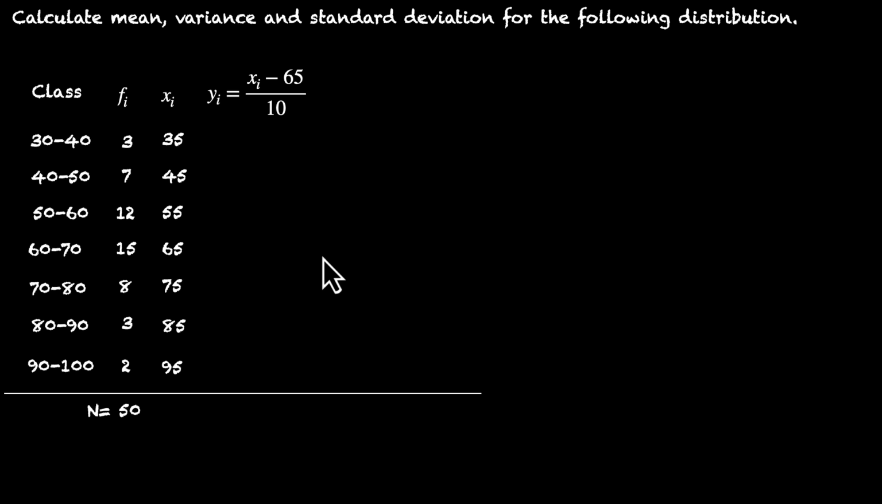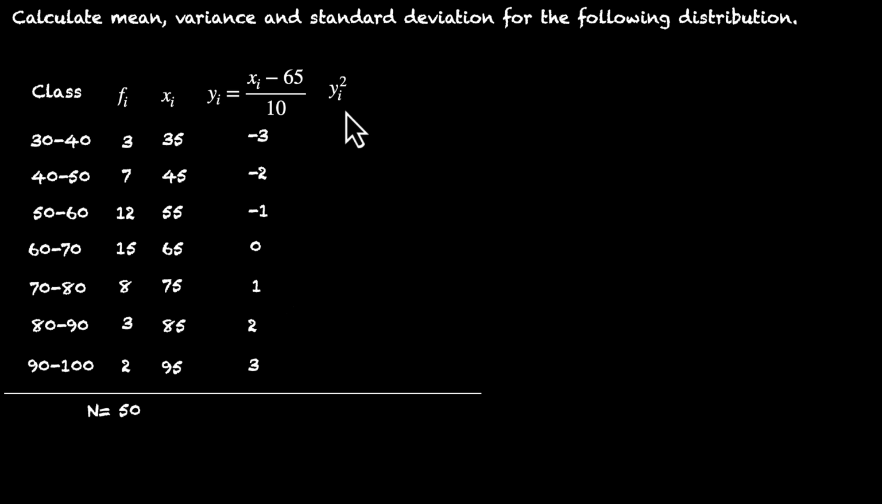So let's find these values. 35 minus 65 is minus 30 divided by 10 is going to be minus 3. 45 minus 65 is minus 20 divided by 10 is minus 2. Then we have 55 minus 65, that's minus 10 by 10 is minus 1. 65 minus 65 is 0. 75 minus 65 is 10, 10 by 10 is 1. 85 minus 65 is 20, 20 by 10 is 2. And 95 minus 65 is 30, 30 by 10 is 3. So corresponding to these xi, we have these simpler, easier to handle yi's, that's minus 3, minus 2, minus 1, 0, 1, 2 and 3.